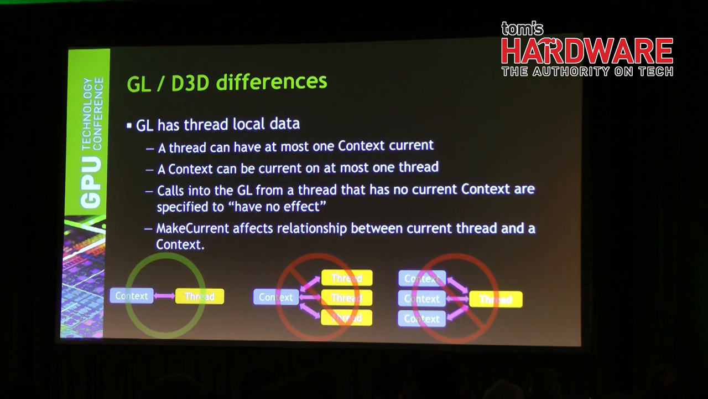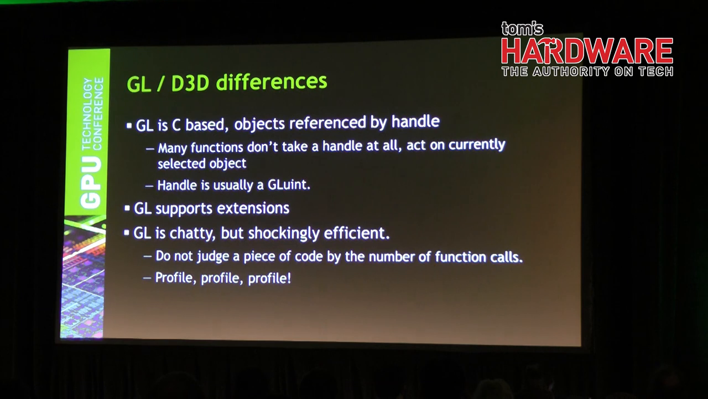The function that you need to use to migrate this around is called makeCurrent. That lets you basically say, hey, this thread owns this context now, or hey, this thread no longer owns this context. The other thing that's different is, like I said, GL is C-based, and objects are referenced by handle, which is usually just a GL uint. Most of the functions, especially the older functions, don't take a handle at all. They just act on whatever is currently selected, and that's very foreign when you're coming from C++ and D3D, where you're like, no, I see, this is the guy, and this is the function I'm calling, and I'm calling it on him.